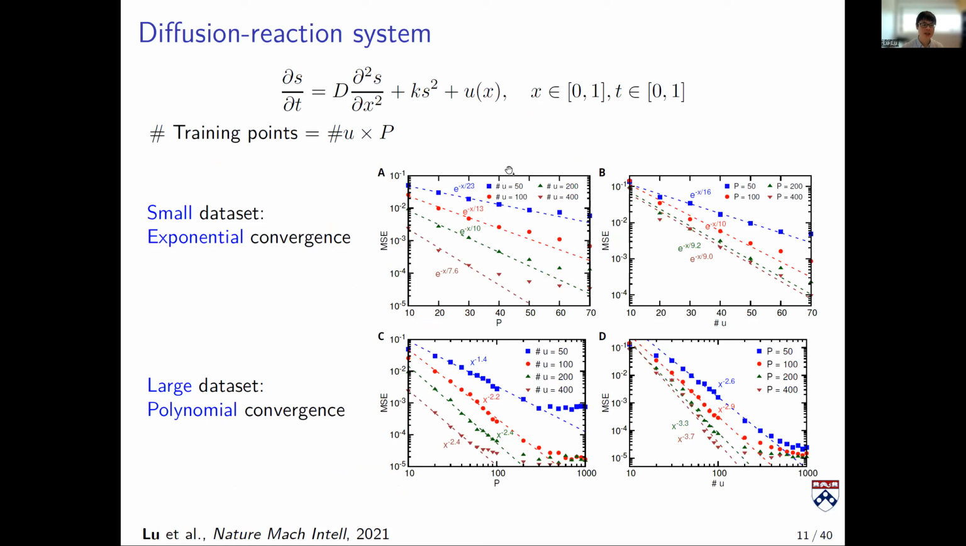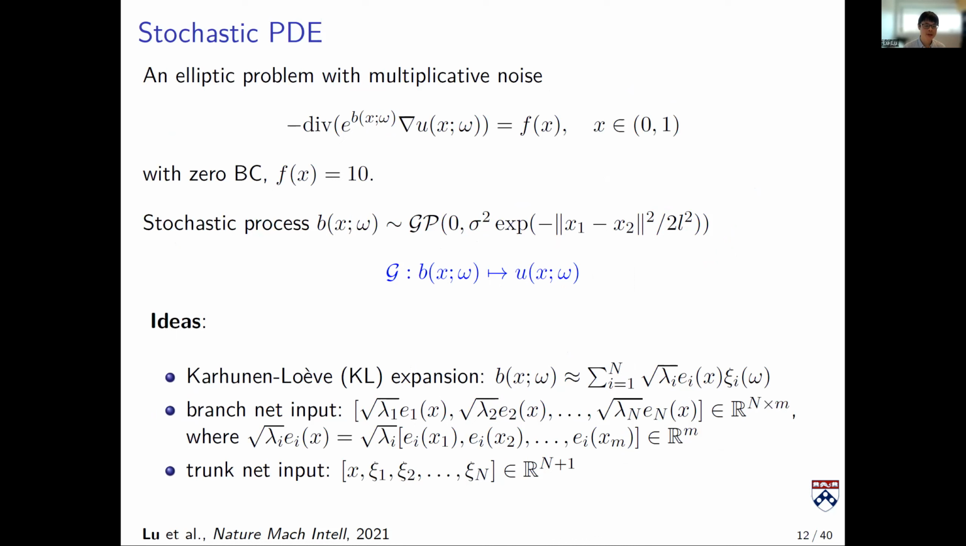Or we can go to a PDE case, a diffusion-reaction system with a forcing term. Again, here I plot the convergence of the error in different cases. It's the same thing as the previous example, just another test, so I will skip this one. So we have looked at a few PDEs and ODEs. We have tested more cases, but let's go to another type of problem, stochastic PDEs.